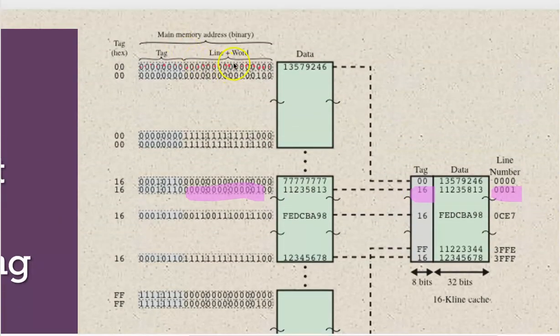This is in binary. Okay, so let's talk about this. So this is the memory address. You have your line number. In this case, the line number is 0, and the word bits is 0, 0 over here. You have your tag, which is also 0, 0 in hex. In binary, this is the representation. In the computer, it is interpreted as binary, so the hex is only for our convenience.